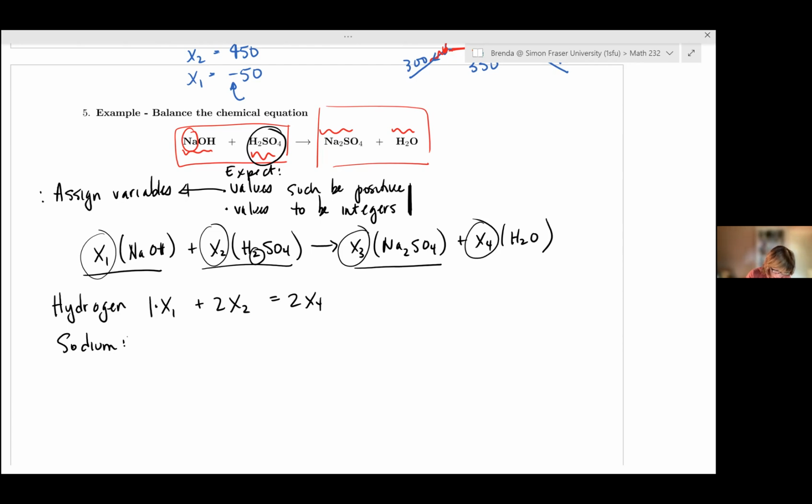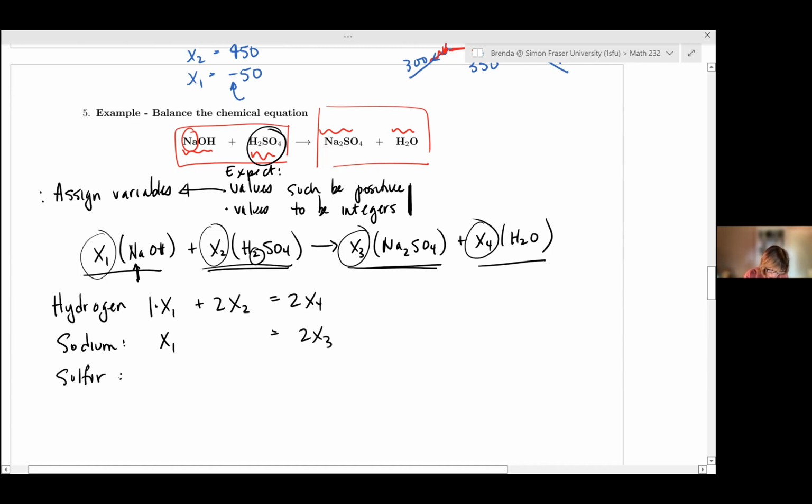Okay, here, so we go with the sodium, same thing. I'm going to get right here. There's 1 sodium, so I've got x1. There's no sodium here, so there's no x2. And then over here, there's a sodium here, 2 of them, 2x3, and no sodium here. So the sodium is done. I go through next. This should be now a fairly quick process.